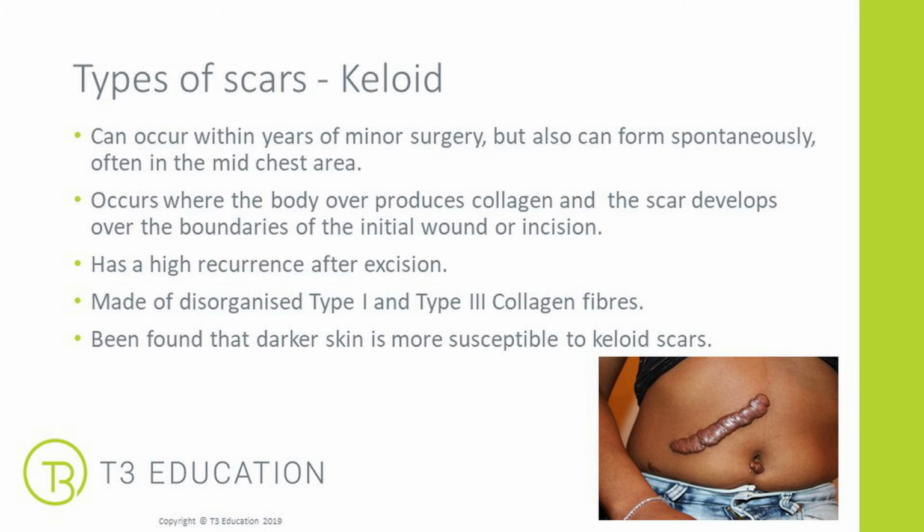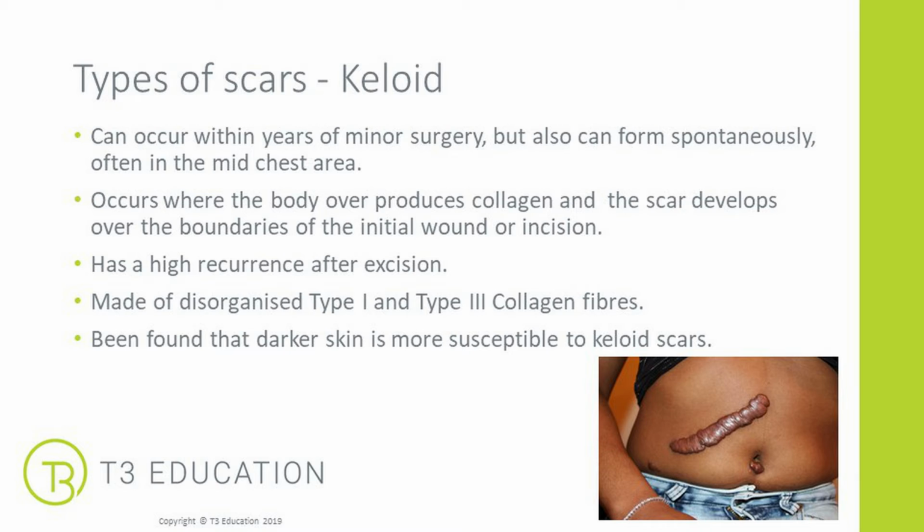The next is keloid scars, and these can occur within years of minor surgery, but can also form spontaneously, often around the mid-chest area, and we're not sure why. This occurs when the body overproduces collagen and the scar develops above and around and over the boundaries of the initial wound and incision. So it looks very different from the line of incision or wound that initially happened. So it becomes greater than the hypertrophic scars.